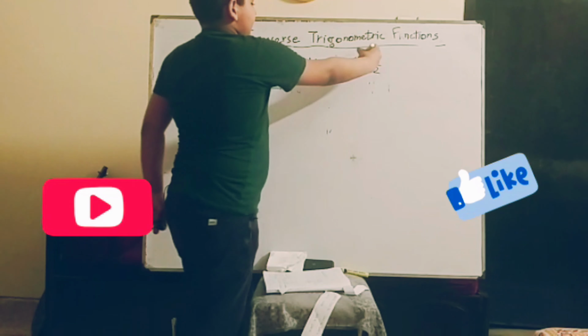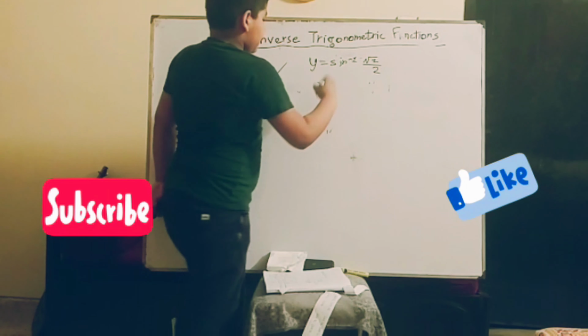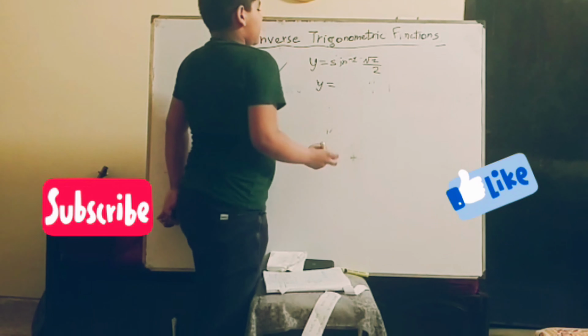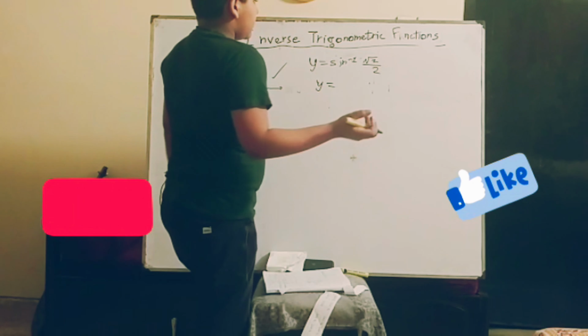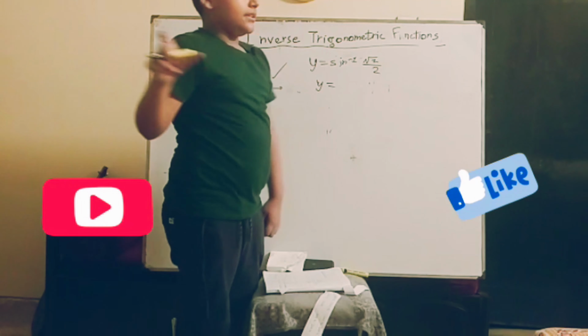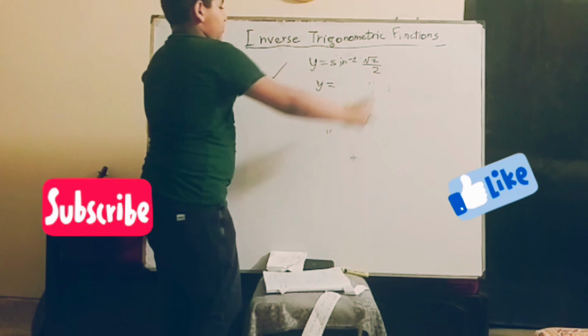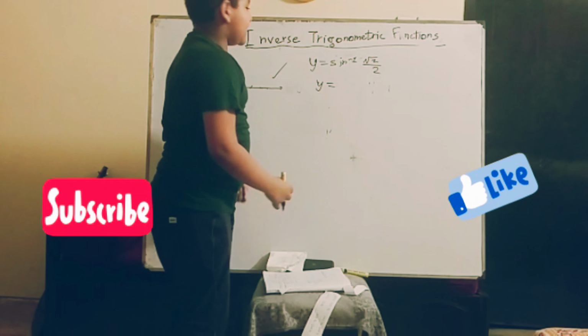So in the unit circle, we can see that pi over 4 is the angle that gives the sine value of square root of 2 over 2.